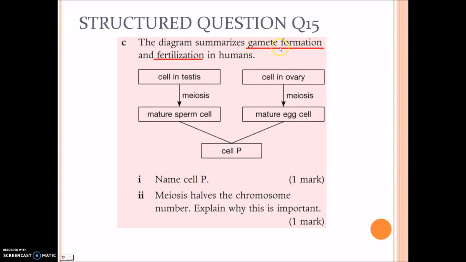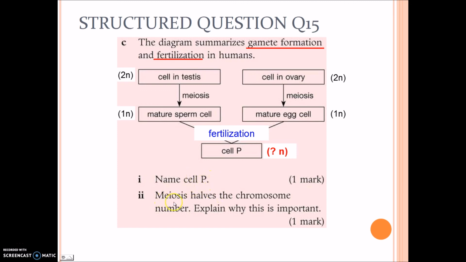And for the last part, part C is quite simple. Summarize the gamete formation and fertilization. For the cells in testis and the cell in ovary, 2N after meiotic cell division become 1N, and after fertilization, what N? You must be able to tell me 1N plus 1N is what N, and then name the cell P. I told you before in the previous slide. You go back maybe 2 to 3 minutes ago, and you will know the answer.